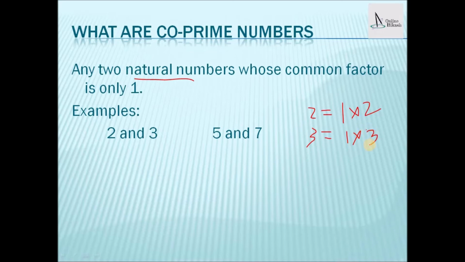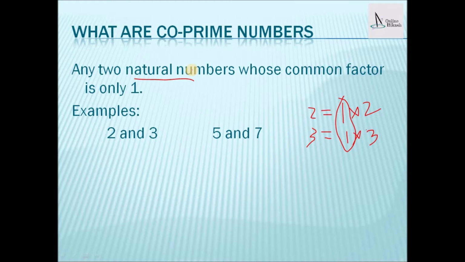In this case you can see the common factor, that means the same factor. This is 1 and this is also 1. 2 and 3 are different factors, so the common factor is 1. So we can call 2 and 3 co-prime. Again I am repeating the definition: any two natural numbers whose common factor is only 1.